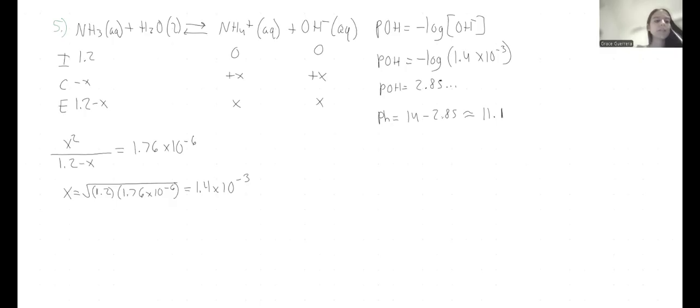So our pH would be equal to 14 minus our pOH, 2.85, which is roughly equal to 11.1.